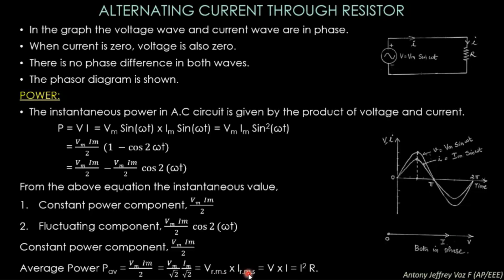So we know that the average power is equal to Vrms into Irms. So you can substitute Vrms is equal to I into R. Then you will get I square R. So this is the same as Ohm's law.